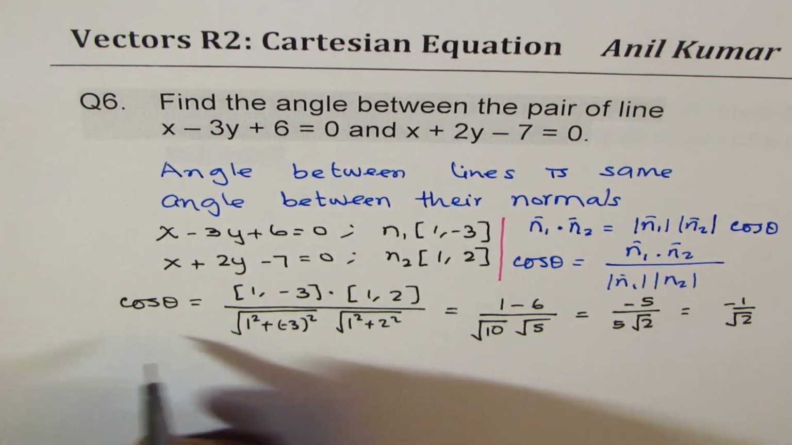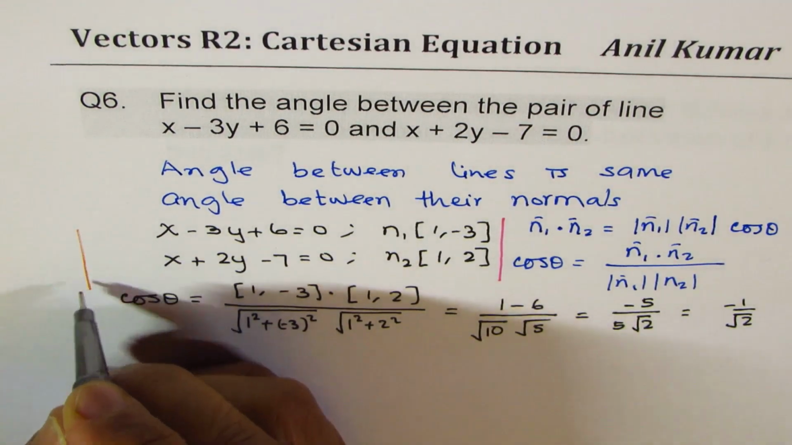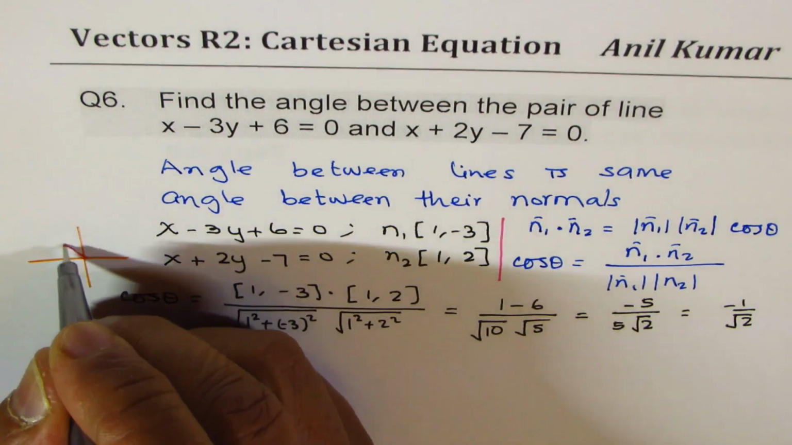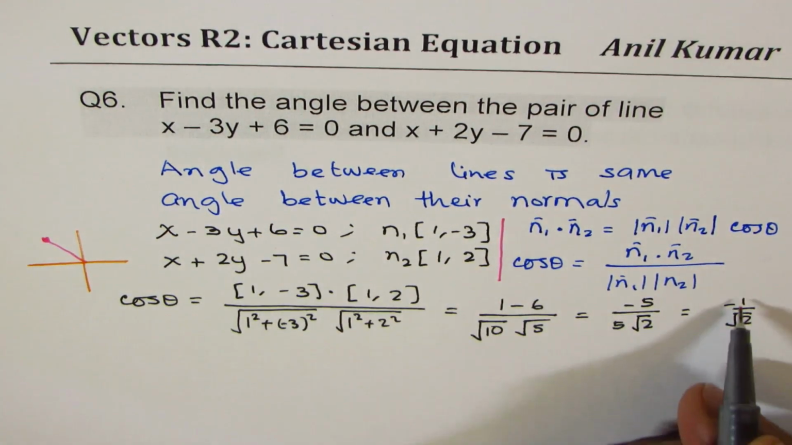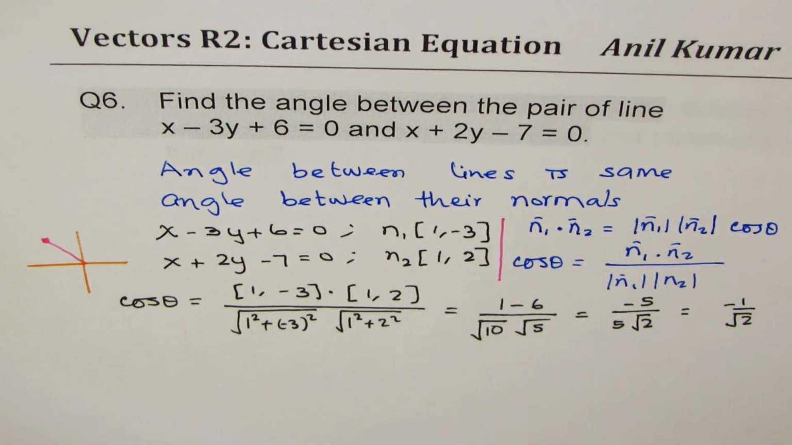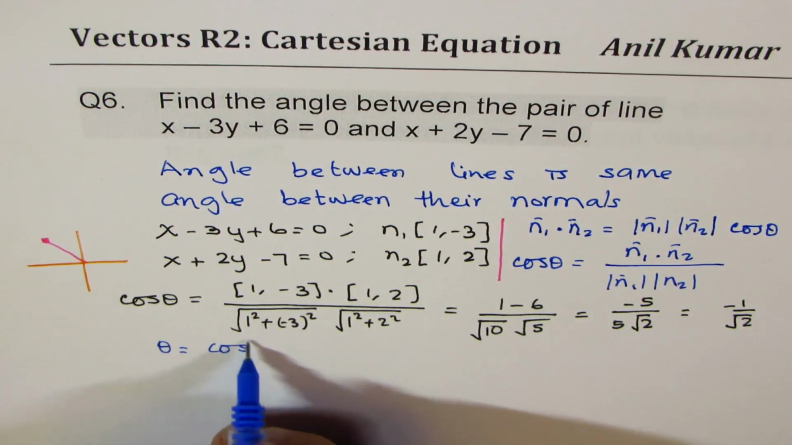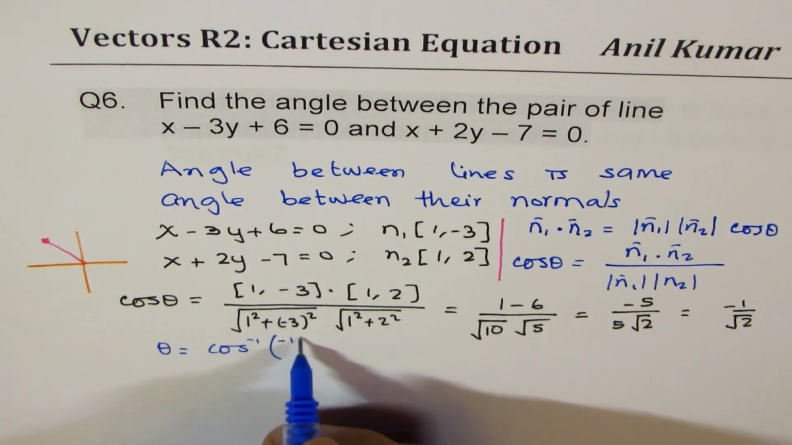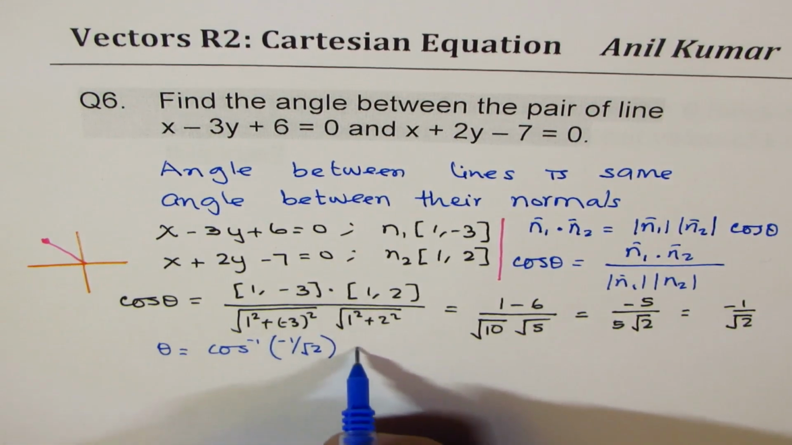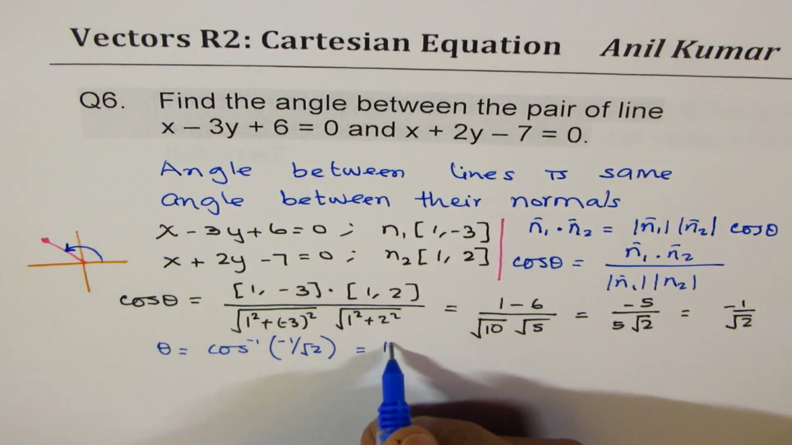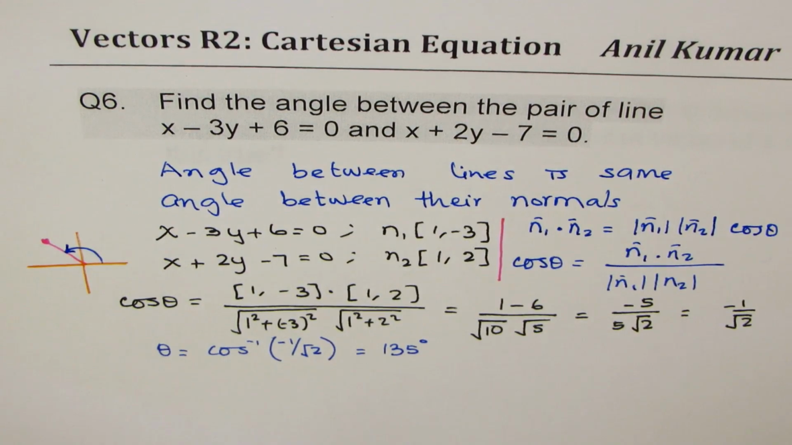However, since we know cos is negative, that means we are looking for a solution which is somewhere here, right? And that is a special triangle. So we can say from that theta should be equal to cos inverse of minus 1 over square root 2, which is 135 degrees, right? 135 degrees, correct? So that becomes the angle between these two lines.